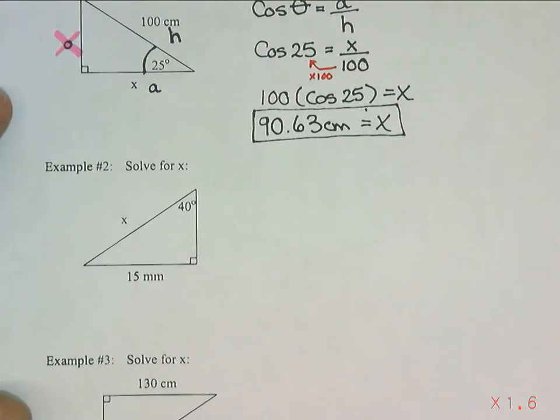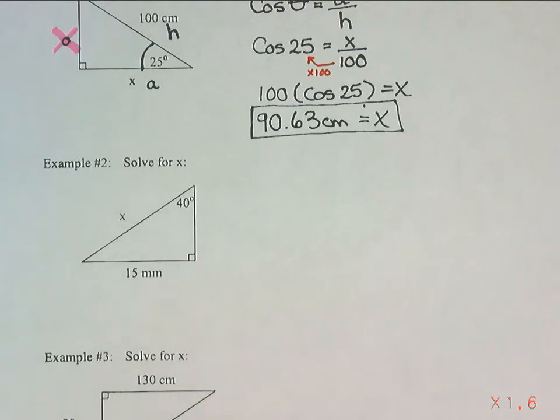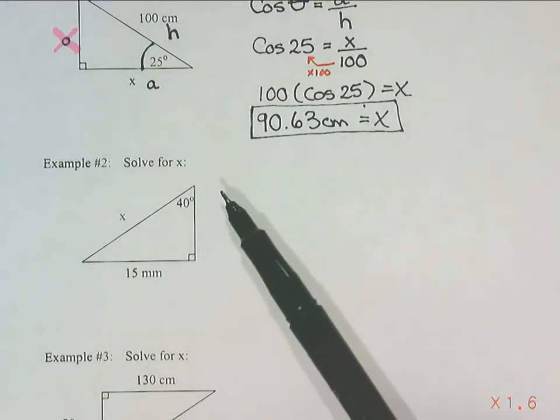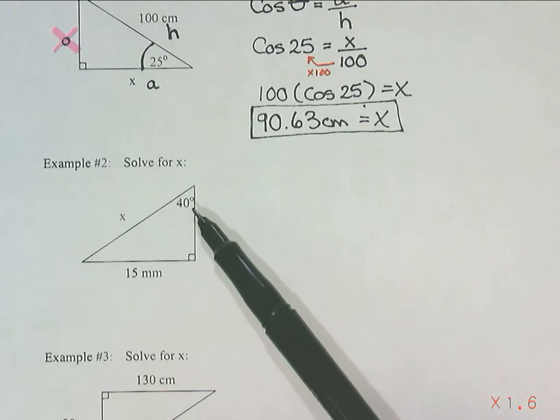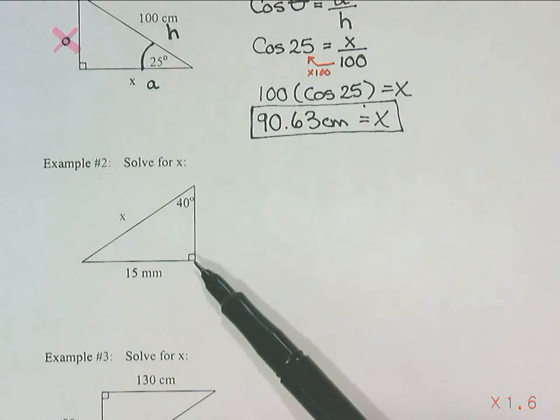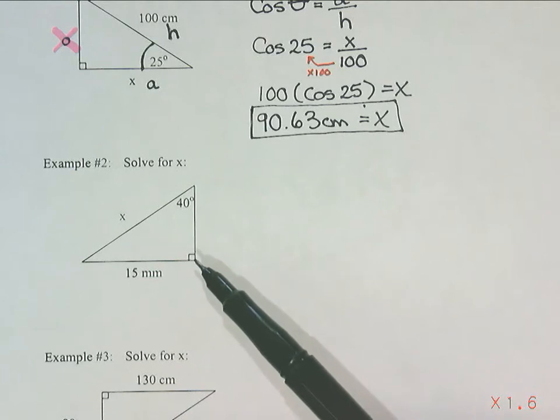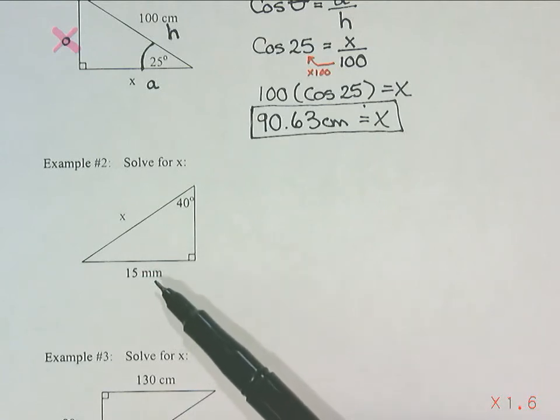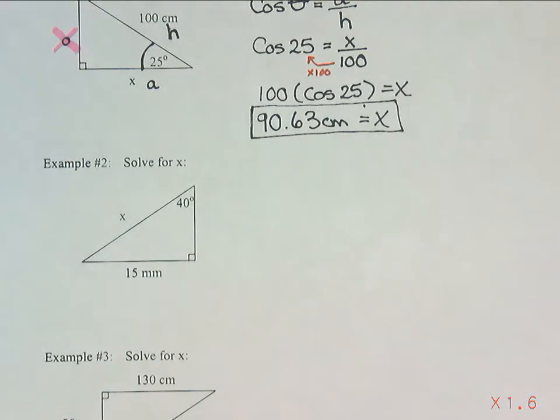To do the next example, I see another right angle triangle, and the question says solve for x. This time I have an angle of 40 degrees and an angle of 90 degrees, which tells me that I can use my SohCahToa or sine, cos, and tan ratios. I have a side of 15 millimeters and a missing side x.